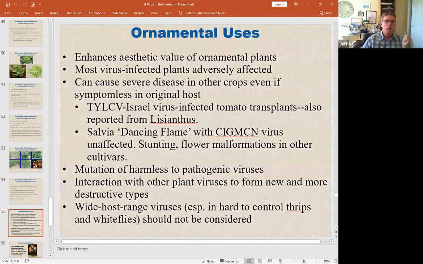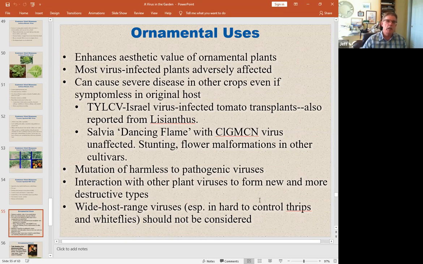strangely enough, some viruses are used for ornamental uses. Some people believe that this enhances their aesthetic value if they have an unusual appearance. But most virus-infected plants are adversely affected in some way. Their growth is smaller. They may have necrosis on the leaf margins. They die off.